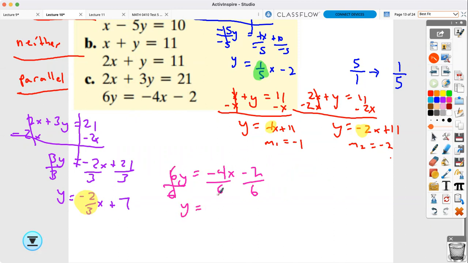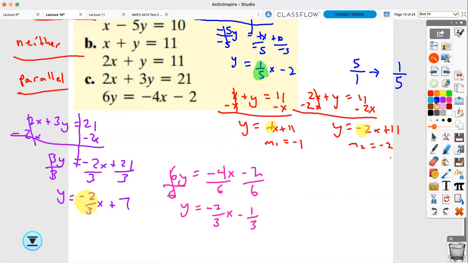Now is -4/6 the most simplified it can be? Is there a number that goes into 4 and 6? 2. Yeah, how many twos go into 4? 2. So it'll be -2. How many twos go into 6? 3. Good, bring down the X. Now 2 over 6 is just 1/3.